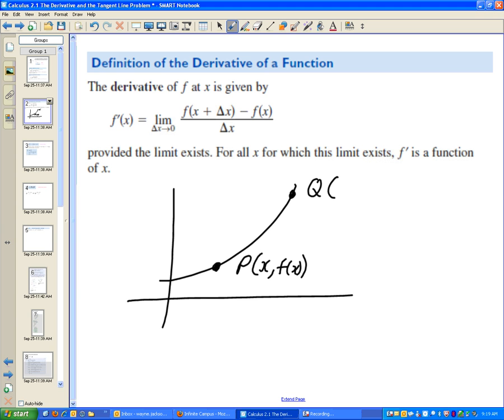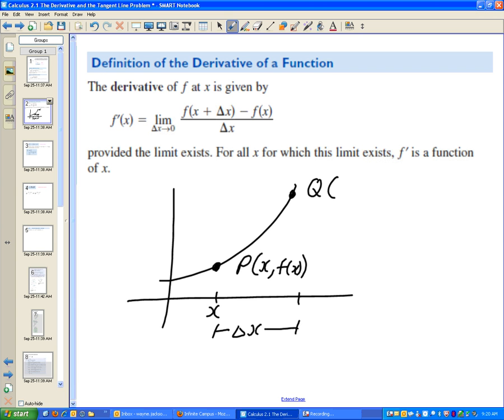Now here's the way we're going to get the x-coordinate of Q. We started here at x, and then we went some distance that we're going to call delta x. Okay? So delta x, the Greek letter delta, the little triangle-looking thing, represents the change in x. So we change the x-coordinate by this small amount, which we're calling delta x.